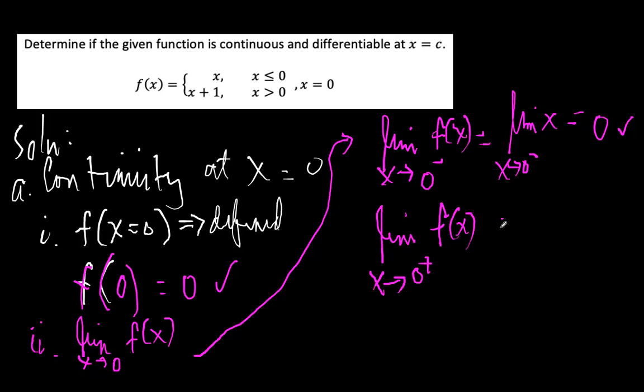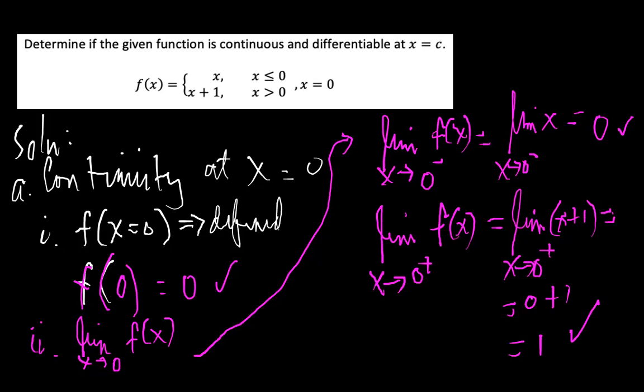So that's from the right. Since we're talking about positive values here, we're going to use the second function. So the limit of x plus 1 as x approaches 0 from the right. We can use direct substitution of 0 for x, since it will not give us an undefined or even imaginary value. So this becomes 0 plus 1, which is equal to 1.